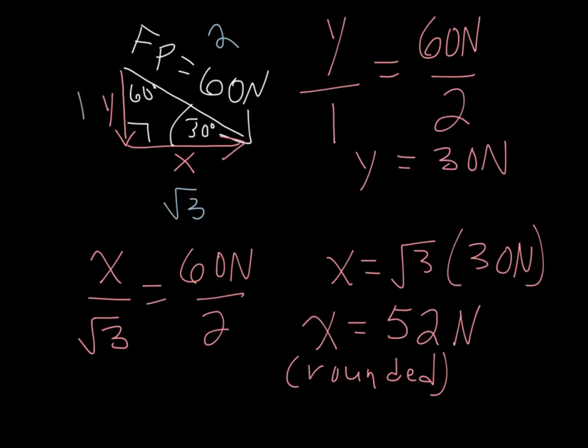breaking down the push, the 60 newton push, into its y and x components. So y is to 1 as 60 newtons is to 2. That would make y 30 newtons. And then x is to square root of 3 as 60 newtons is to 2. So that would make x equal to square root of 3 times 30 newtons. And you calculate that out, and when you round it, it's 52 newtons. So we have 52 newtons for x and 30 newtons for y.